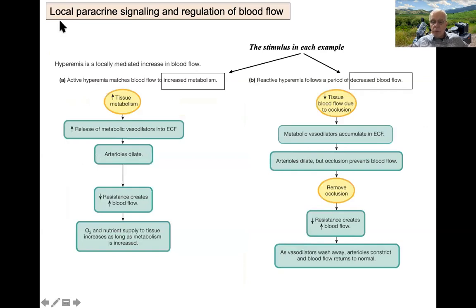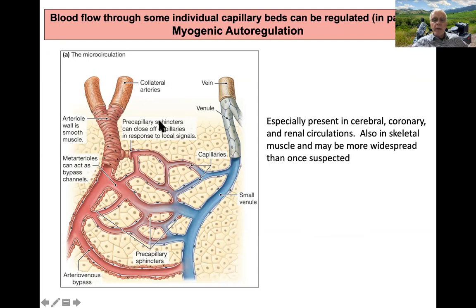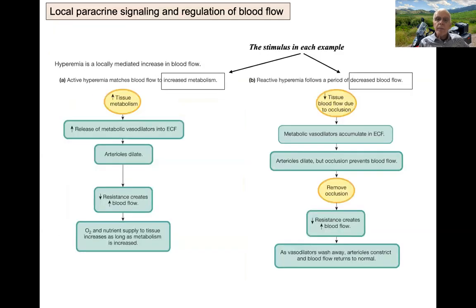Let me back up, look at this cartoon again. I can have local changes in metabolites here that will regulate the contraction and relaxation of the pre-capillary sphincters. Pre-capillary sphincters contract when they have adequate oxygenation. They relax when they don't have adequate oxygenation, for example. This flow chart gives two different examples of local regulation of blood flow through capillary beds.